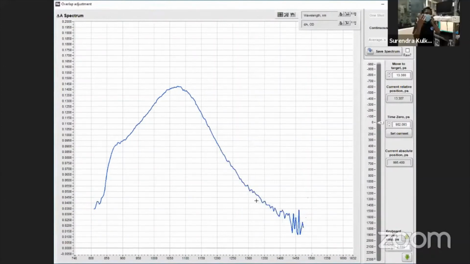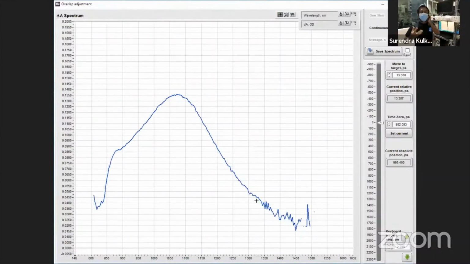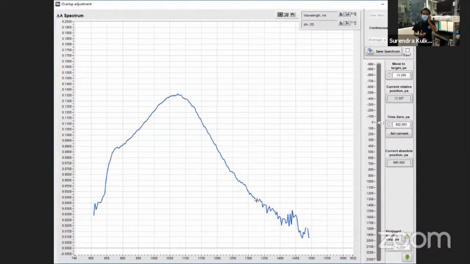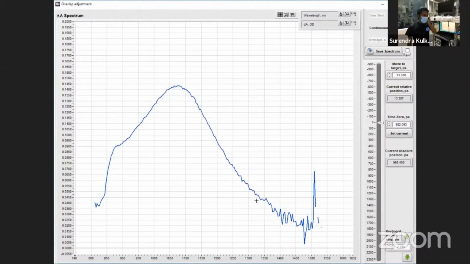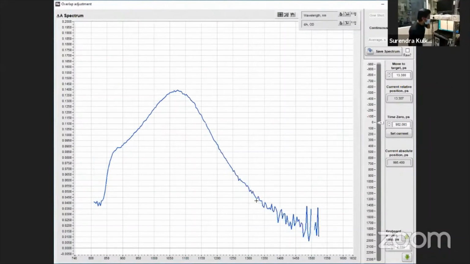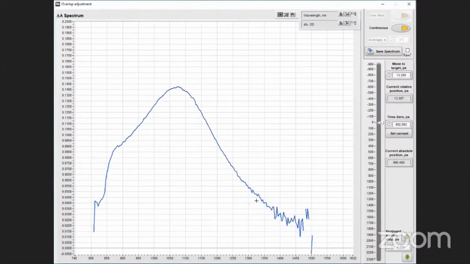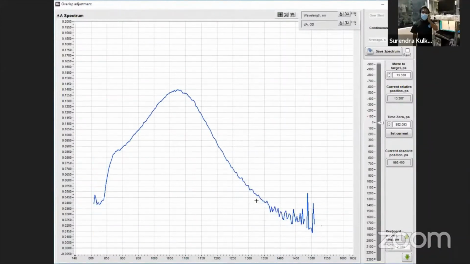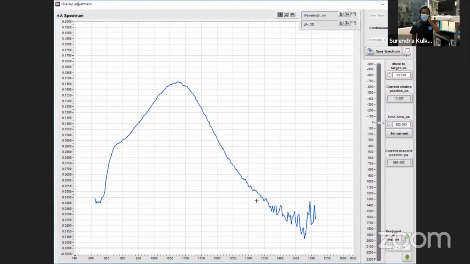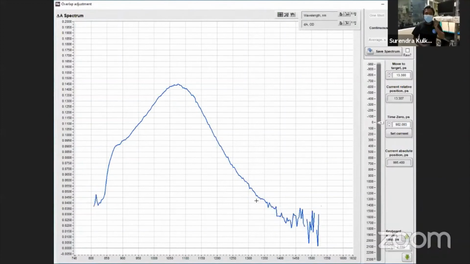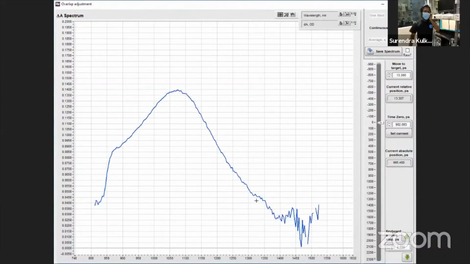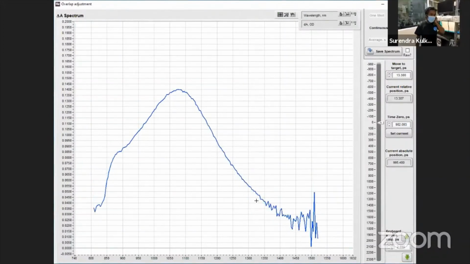So this is the light which is getting eaten by the molecule. That is, the molecule is absorbing. Someone asks which molecule this is. This is a polymer molecule called P3HT. We use it for the preparation of solar cell devices. It's a polythiophene molecule.